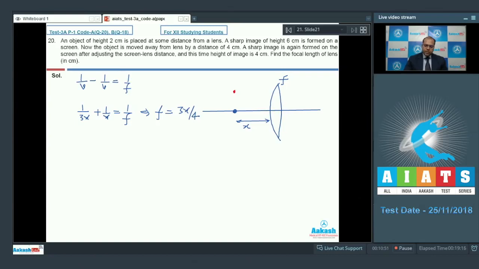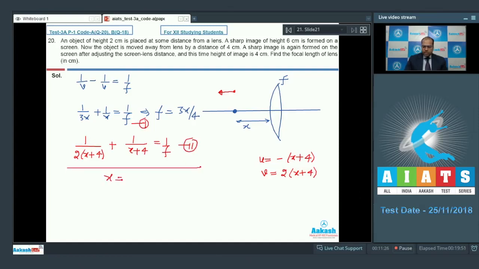In the second case, the object is moved in this direction by a distance 4. So now u will be minus of x plus 4. And the magnification in this case is 2, so v is equal to 2 times x plus 4. So again if I apply the lens formula, 1 divided by 2 times x plus 4 plus 1 divided by x plus 4, it is equal to 1 by f. So on solving equation 1 and 2, we get the value of x, and the value of x is 32 centimeter. So the value of f is equal to 3 by 4 of 32. So it is equal to 24.